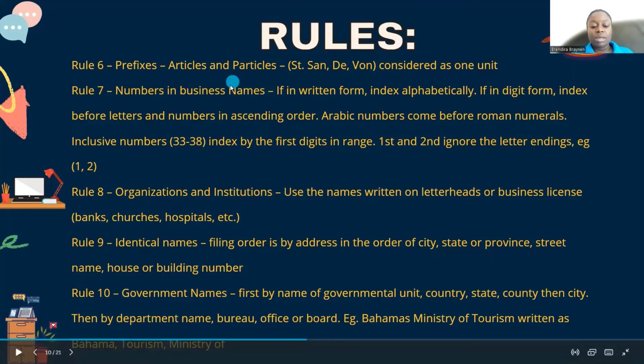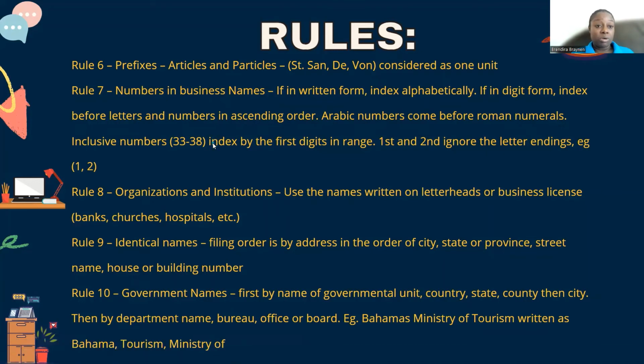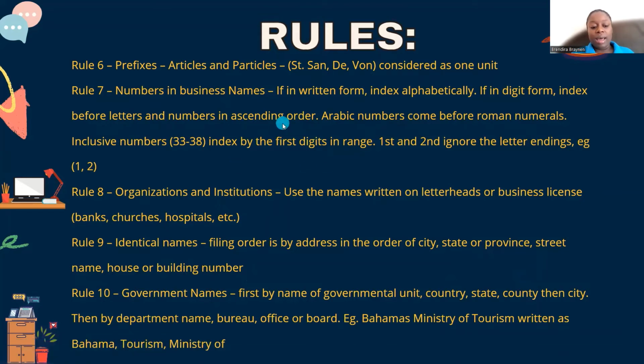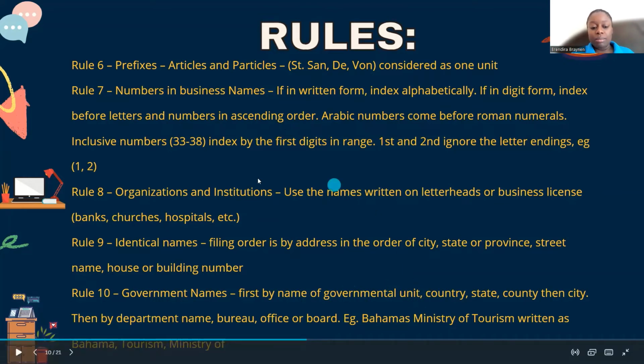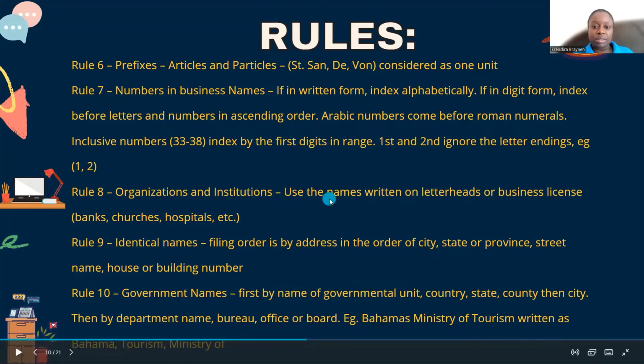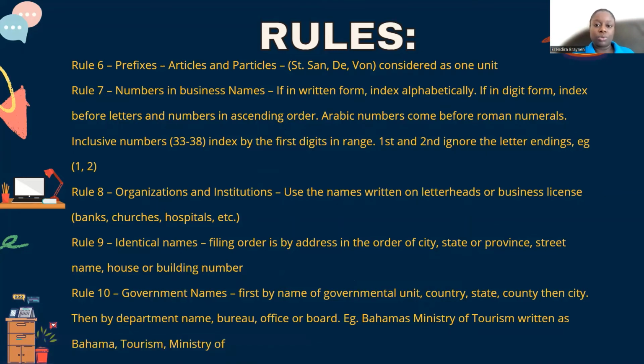When we talk about government names, that could be things like the Ministry of Education. What happens is you go first by the name of the governmental unit: the country, the state, the county, then the city. Of course, we don't have county or state and all of that. A good example is we just start with the department name first, and then we move from there. We start with the governmental unit, Ministry of Tourism, where tourism is the actual governmental unit, and then Bahamas. So you separate it a certain way when it comes to those particular governmental units.